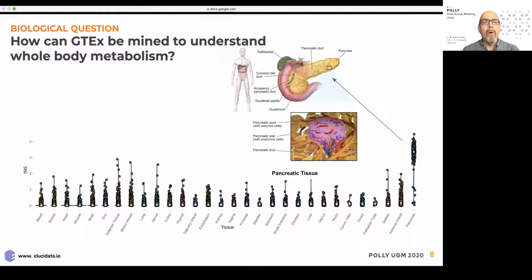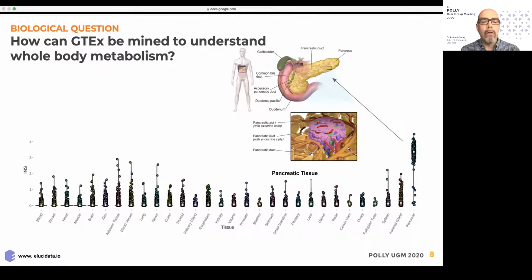I'm going to pose a biologic question that is not easily answerable just using the current GTEx web-based portal. That question is: how can GTEx be mined to understand whole body metabolism? And being an endocrinologist, I like to think about insulin. It's relatively straightforward for me to at least understand.